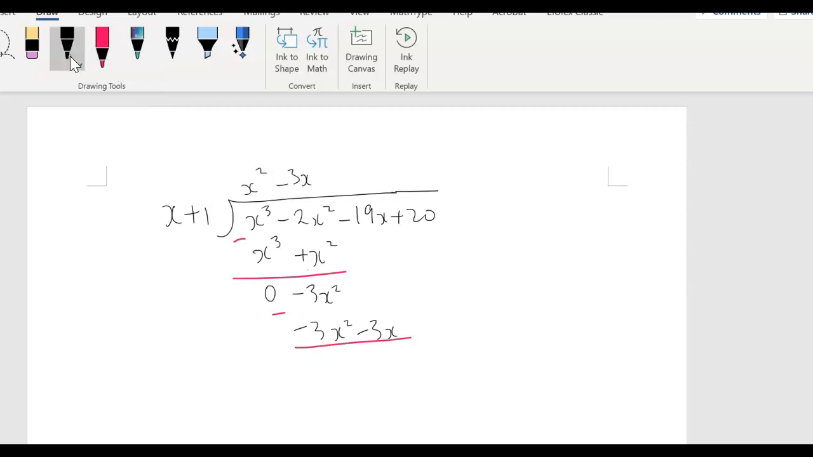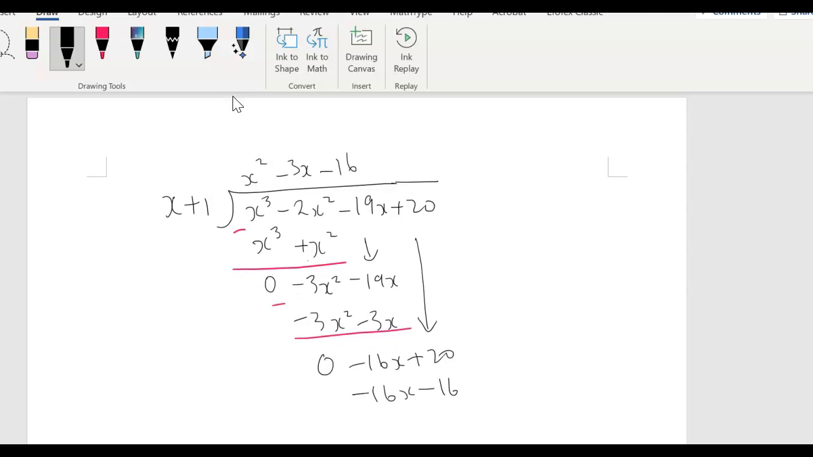Okay, and we're going to bring that 19x down. All right, so that's going to give us 0. Negative 19 plus 3 is negative 16x. So doing that division again. What's that going to be? Minus 16. Bring down that 20. And then we're going to do our last subtraction.